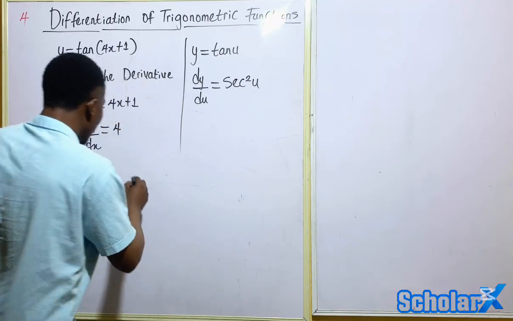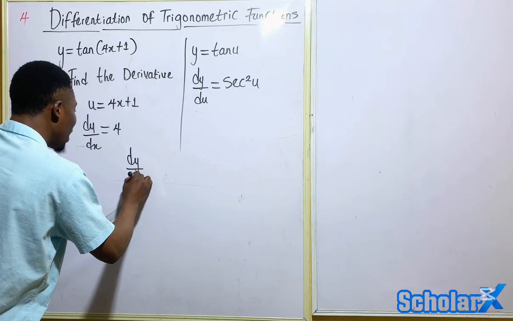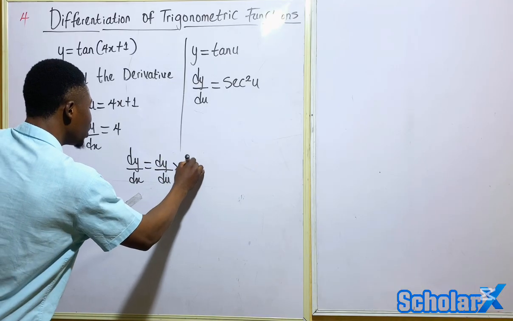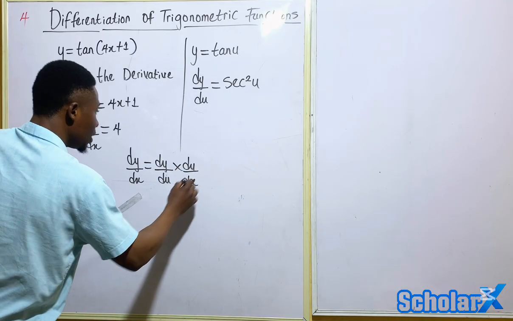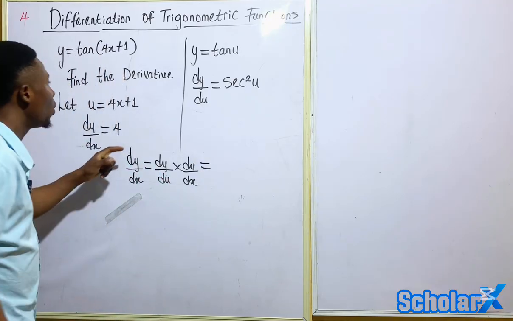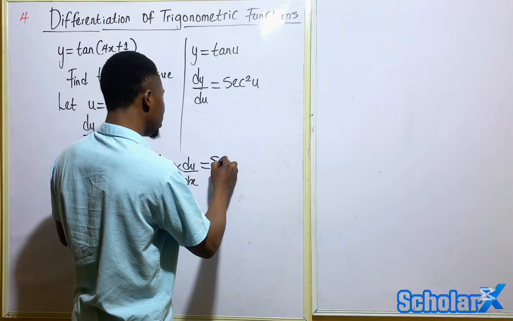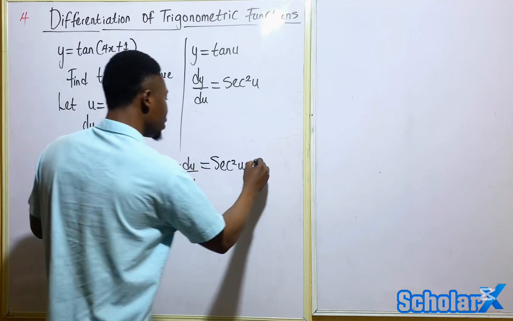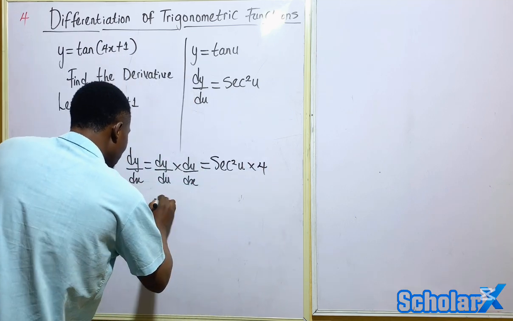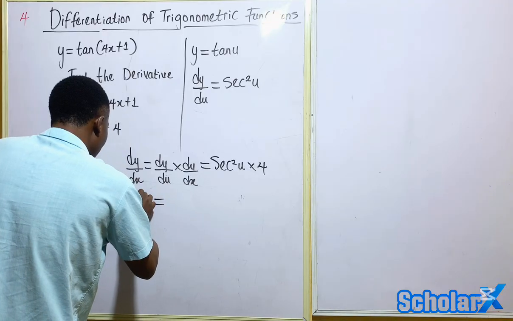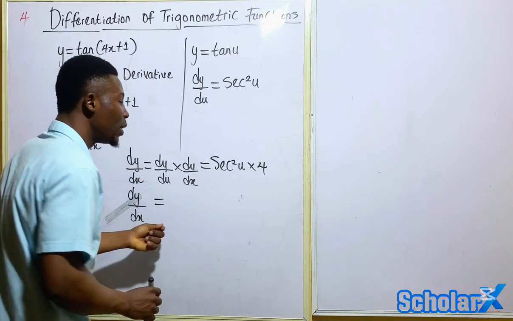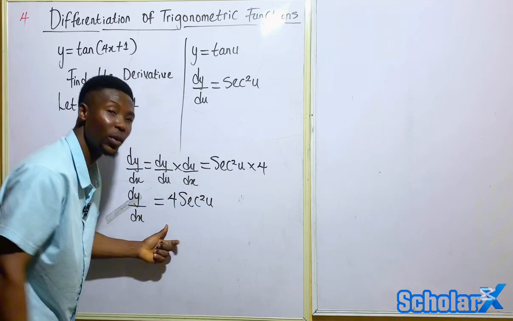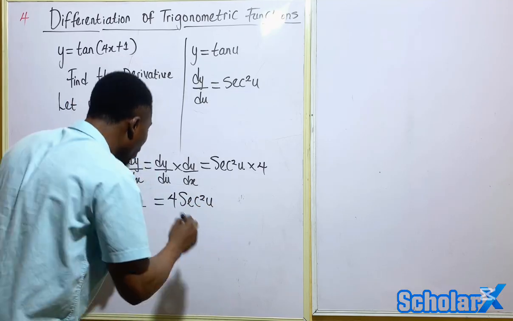Alright? So finally, what will be dy/dx? dy/dx is going to be equal to dy/du multiplied by du/dx. What is our dy/du? That is sec² u multiplied by, what is our du/dx? 4. So this multiplies this, and we're going to have dy/dx is going to be equal to 4 sec² u.